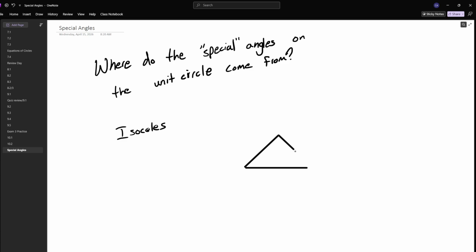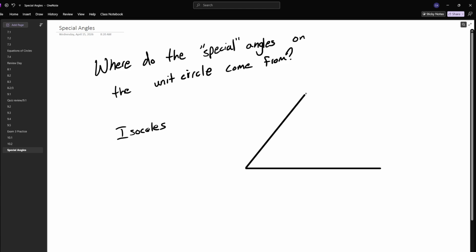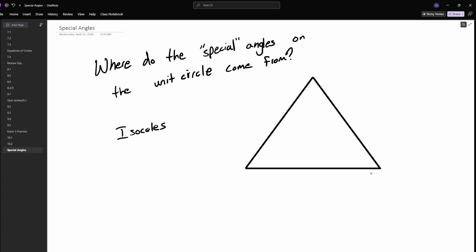I'll do my best to sketch what that looks like. Let's make this triangle much bigger. The only thing you need to know is that the sides of this triangle are all the same length. Just for the sake of making the problem easy, you can make all of those lengths 1 if you want.